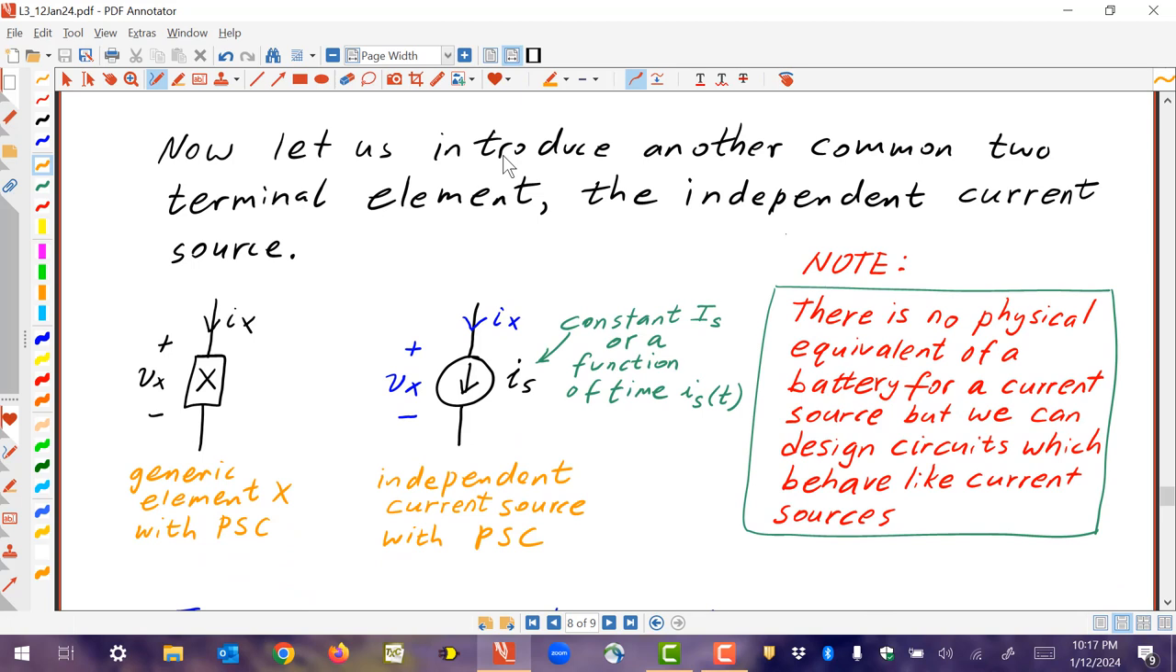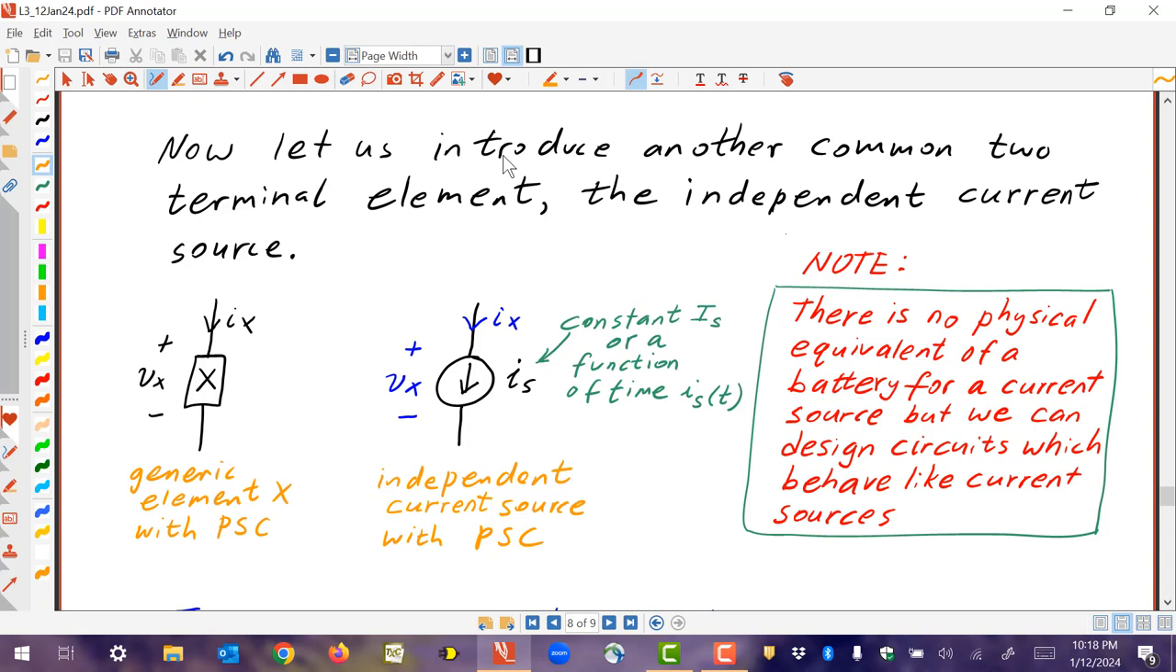In this case, it's very similar, but instead of the voltage being equal to some given value, now the current equals some given value. The current IS, either a constant or a function of time, is equal to the current IX. The current of the element is defined. The voltage of the element, VX, can be anything. The main difference is that there is no physical equivalent of a battery for a current source. You can go to the store and buy a AA battery, but you can't buy a AA current source. But we can design circuits that behave like current sources.